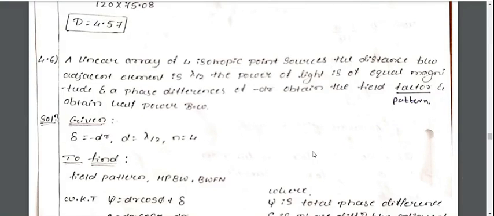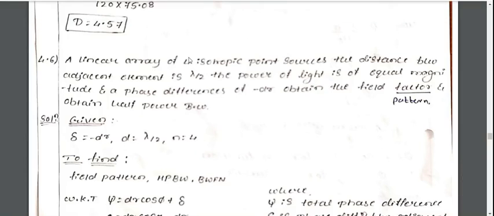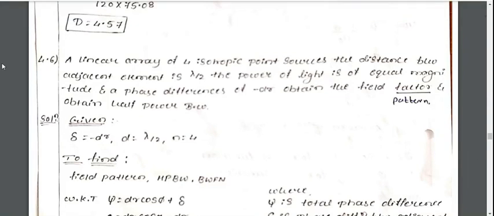N is nothing but the 4 isotropic point sources he has mentioned here. 4 means n is equal to 4, the number of sources. Now he has given the distance between the adjacent elements, which is d, small d, equal to lambda by 2.